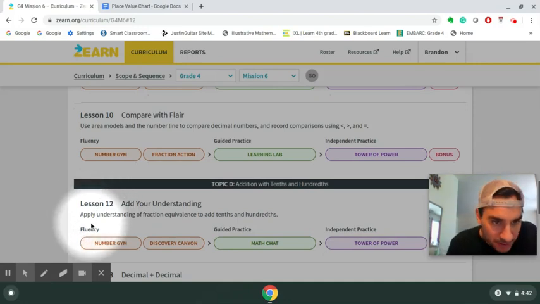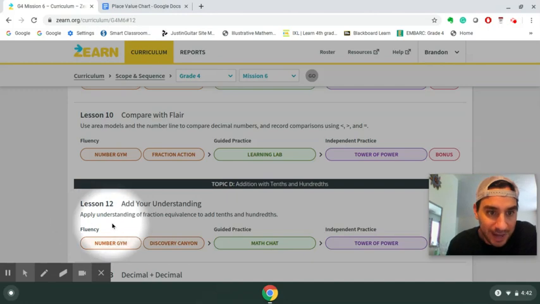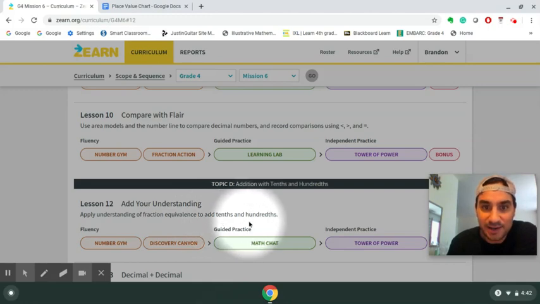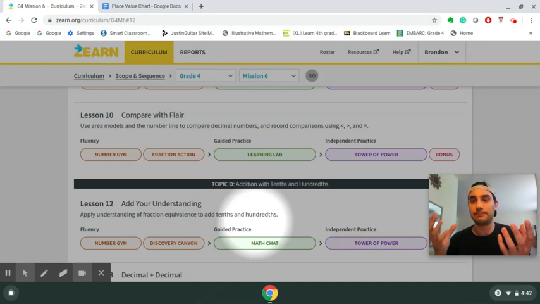All right, our objective for today is students will be able to apply understanding of fraction equivalence to add tenths and hundredths, okay? So we're going to talk about creating units that are equivalent so that we're able to add multiple fractional pieces together.